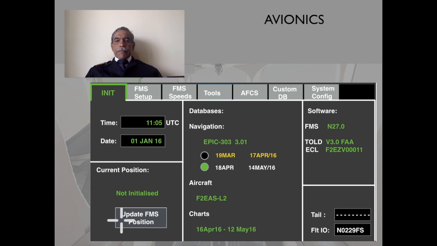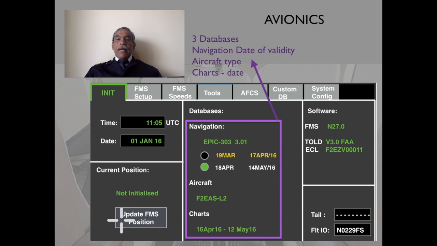Okay, a brief explanation of the information on this particular page, the init page. Firstly, the date and time as derived from the aircraft system, GPS, or whichever system is the most accurate. And next are the dates of validity of the three databases. There are three databases. One is the navigation database, then the aircraft performance database, and of course the charts, instrument approach charts and airport charts, etc.